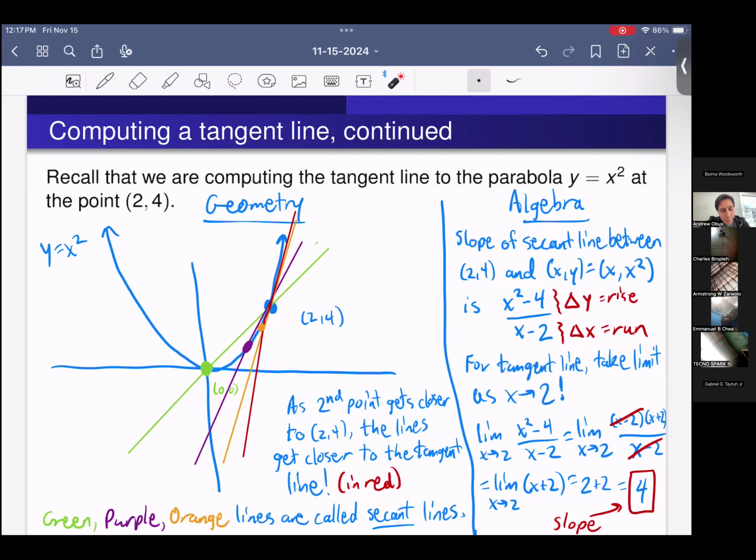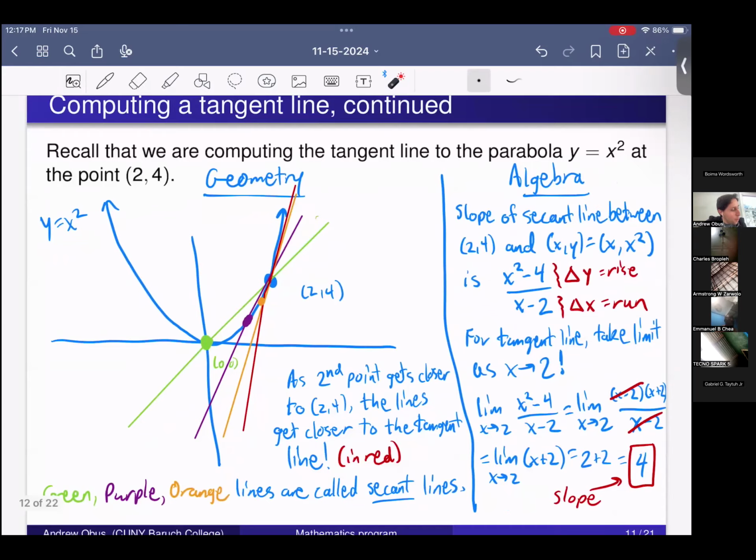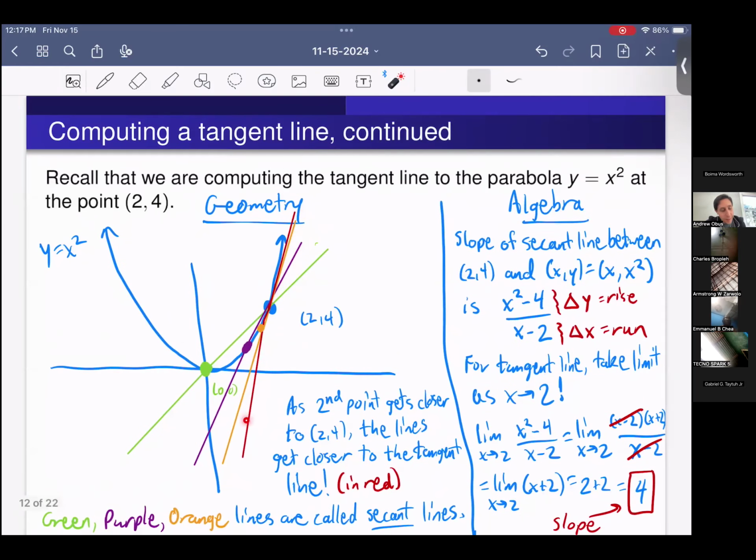And this is the question that Newton solved, right? How do you figure out the slope when you're only provided 1 point? That seems like a hard thing to do, right? And the answer is we have to come at it indirectly. So what's going to be this red line? Well, we don't know at first how to calculate the slope of this red line.